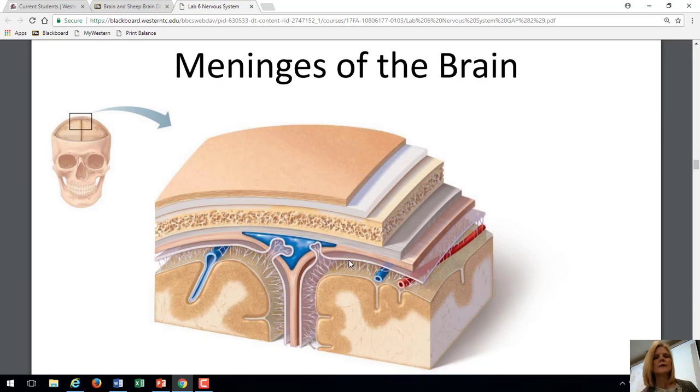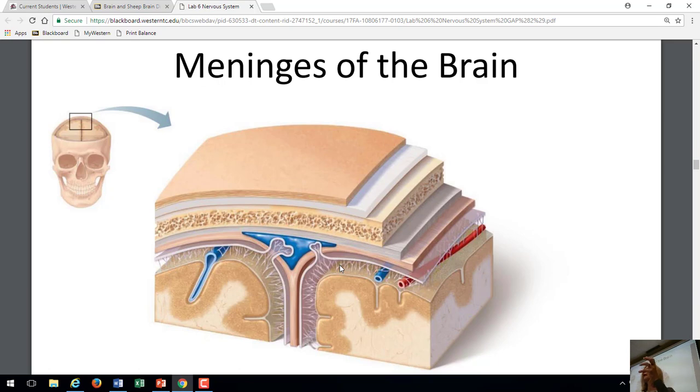So there's a space below the arachnoid mater before we get to the pia mater, this thin membrane that adheres tightly to the brain itself. This space here is called the subarachnoid space. Sub means below, so it's below the arachnoid mater. The subarachnoid space is where cerebrospinal fluid circulates, and that nourishes the brain. And the brain is actually floating in this cerebrospinal fluid, so it decreases the weight of the brain.